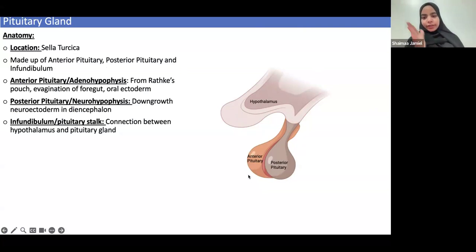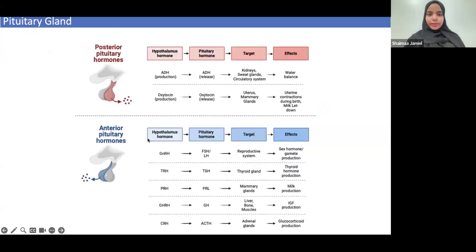So the anterior kind of ascended, and the posterior descended from the hypothalamus, so it's made up of neurons, and it's only axons. The cell bodies are present in the hypothalamus, and the infundibulum is, as we said, the connection. For the posterior pituitary hormones, the cell bodies in the hypothalamus are the ones producing the ADH and the oxytocin.